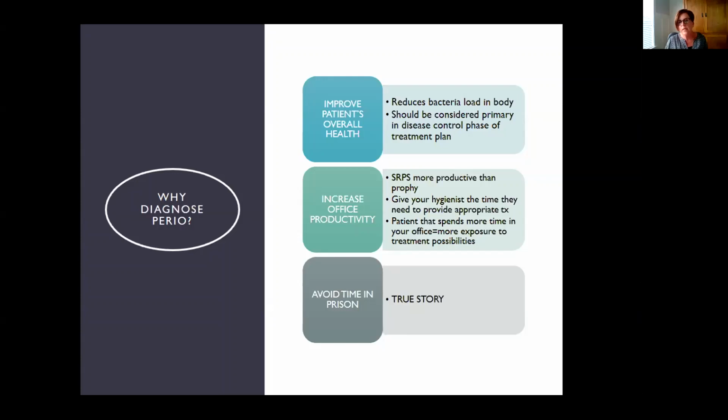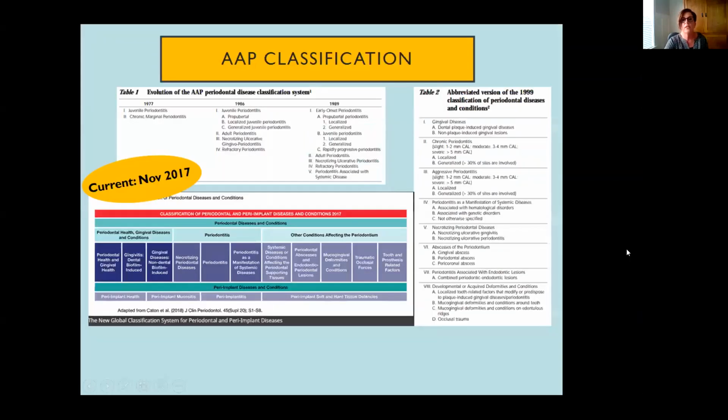The next one would be that you will be more productive. If you diagnose perio, you're going to be more productive than just doing prophies. You would give the practitioner, the hygienist, or the dentist that's doing the cleaning the time that they need to be able to do the procedure.